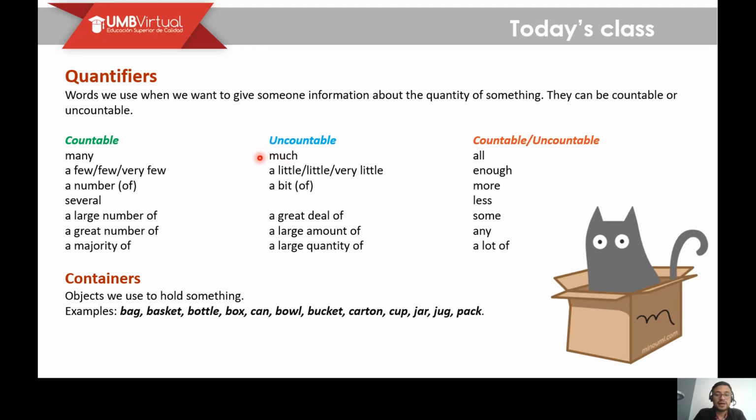Also, for the uncountable, we have much, a little, little or very little. You can also have a bit of, a great deal of, a large amount of, a large quantity of. We also have quantifiers for both countable and uncountable nouns. We use them in both. For example, all, enough, more, less, some, any, and a lot of. Those are the ones that you can use.